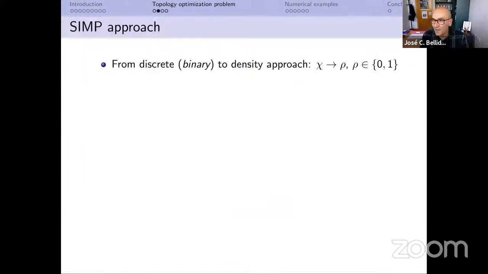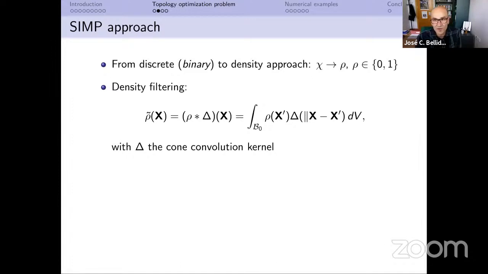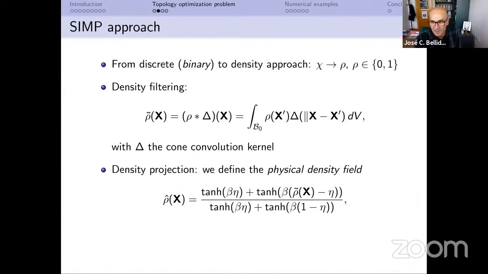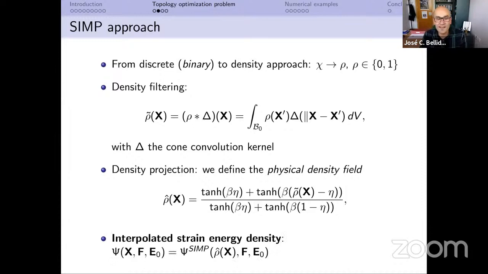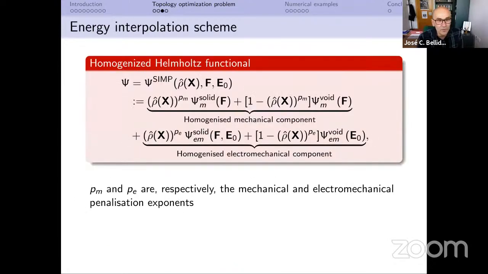We use the SIMP approach, so all the ingredients of the SIMP approach are present. We pass from a binary discrete dense variable to a density, taking values between 0 and 1. We use density filtering as usual, also density projection for having a physical density. And now we have to define an interpolated strain energy density, and this is probably the new ingredient in this work because of the nonlinear modeling. So we define this dehomogenized Helmholtz functional in the following way. This is something that we somehow propose and check how it works.